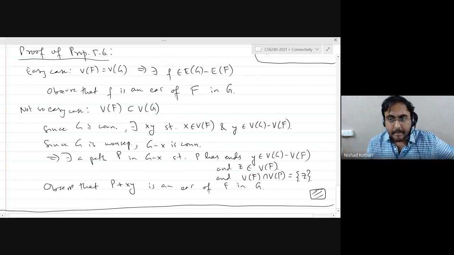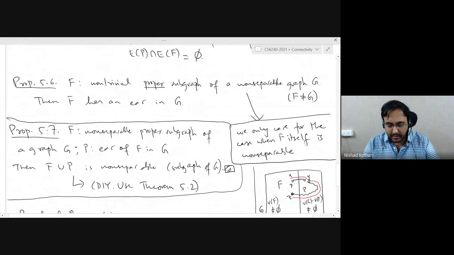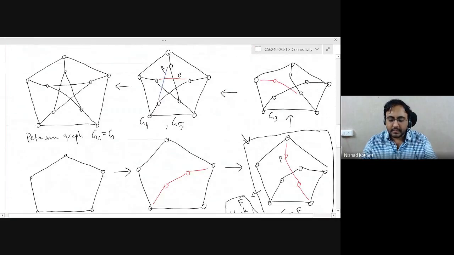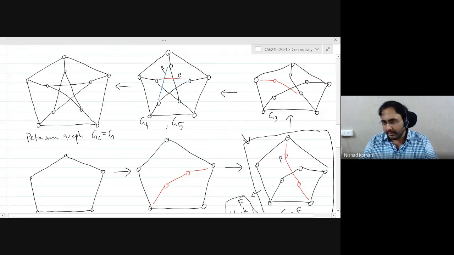Okay, if not, then what I want you all to do is think about proposition 5.6 and 5.7. Try to prove 5.7 yourself using theorem 5.2 or any other way you like, and see what this means. What do these propositions mean in the context of this example? How are these propositions supporting the example that we looked at? And I want you to think on your own what the ear decomposition theorem is going to look like. Okay, we will discuss the theorem tomorrow.